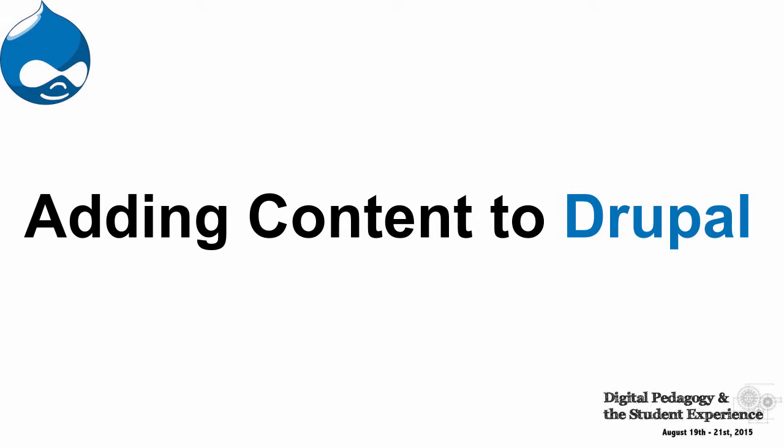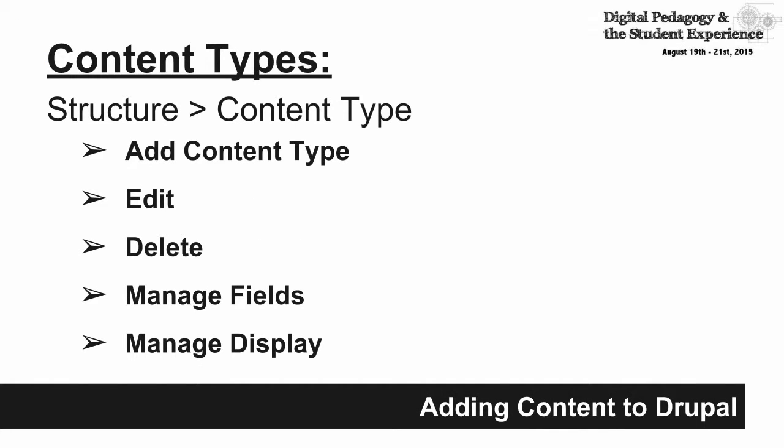Before we start adding content, it's important to think about what kind of content types we need. And that, again, is part of the planning. As you can see, it's a crucial stage in setting up your Drupal site. To create a content type, you go to the Structure menu and select Content Types. Here you can add, edit, delete, and manage the fields created for your content type.